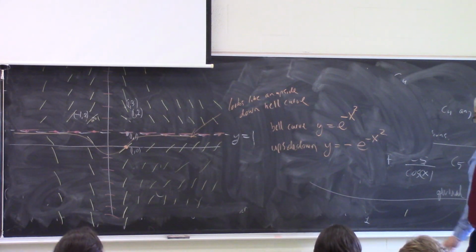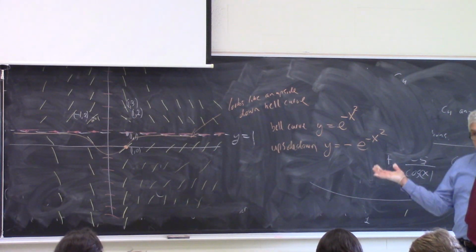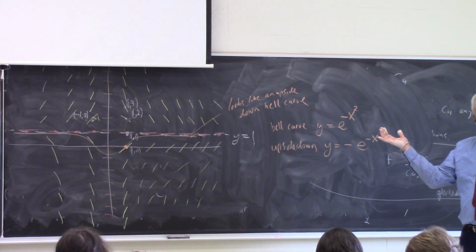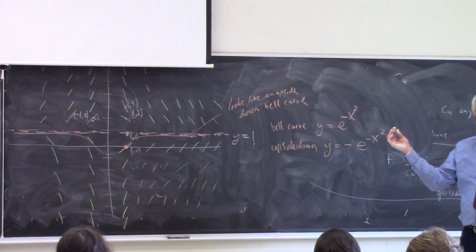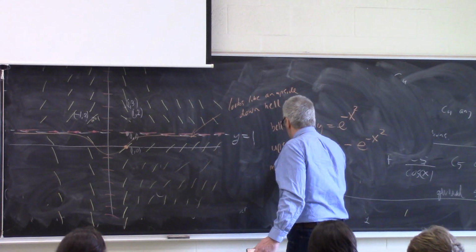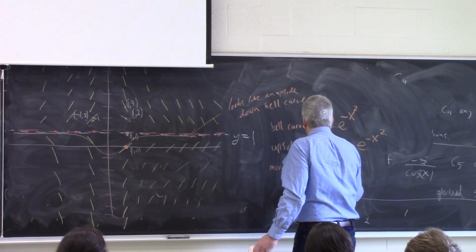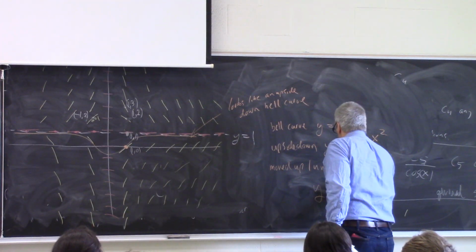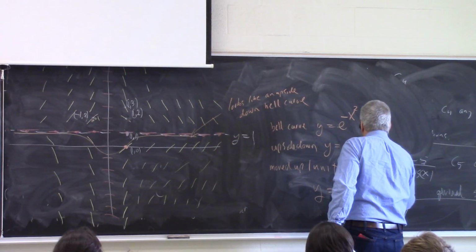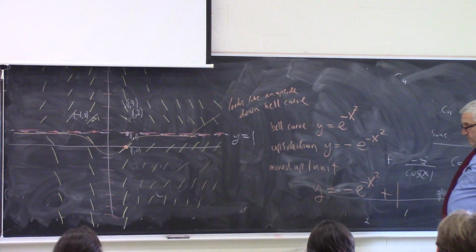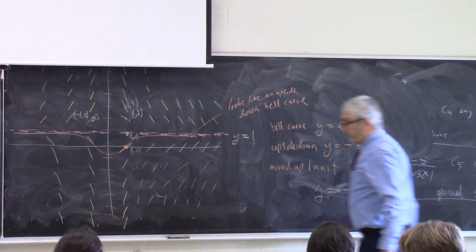What would be the equation for an upside down bell curve that's been moved up 1 unit? Trent? Yeah. So this looks to me like something of the form y equals minus e to the minus x squared plus 1.